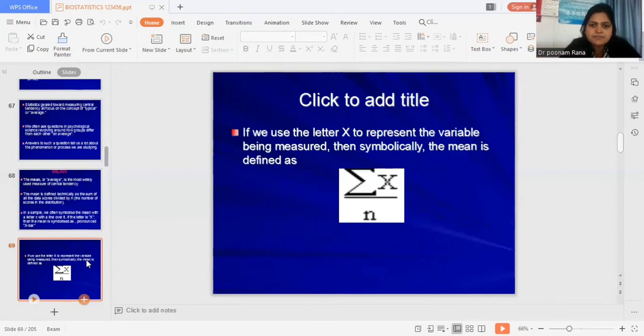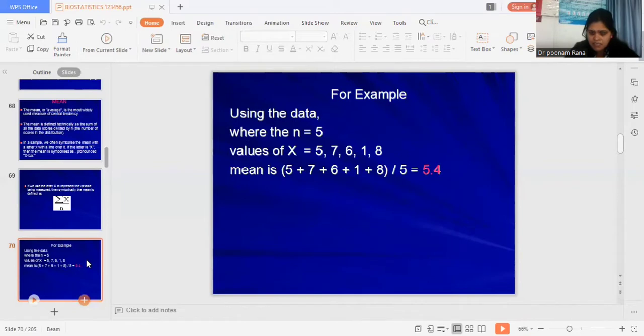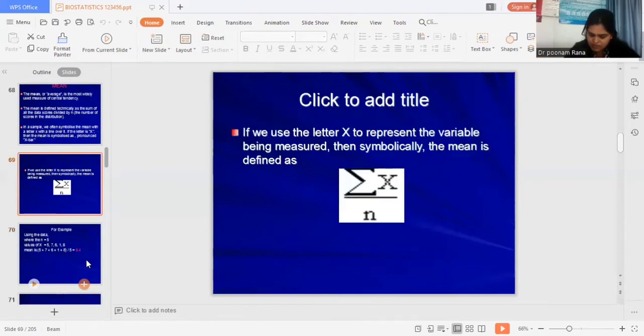You can see the formula. We use the letter x to represent the variable being measured, and symbolically the mean is defined with this formula. It is the simplest measure of central tendency. It is obtained by adding the individual observations and then dividing by the total number of observations. The mean is calculated using this formula.